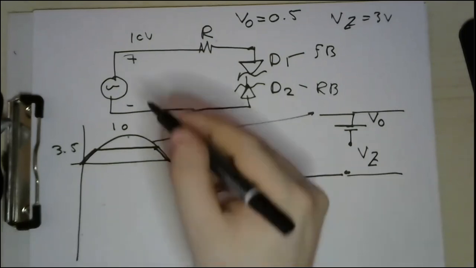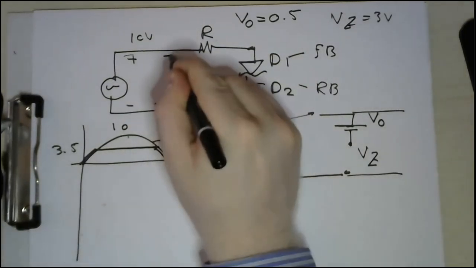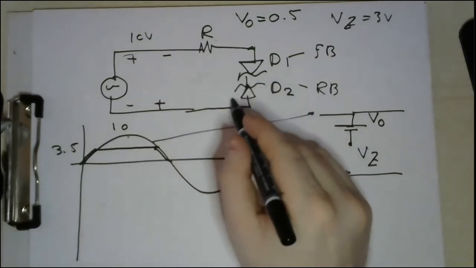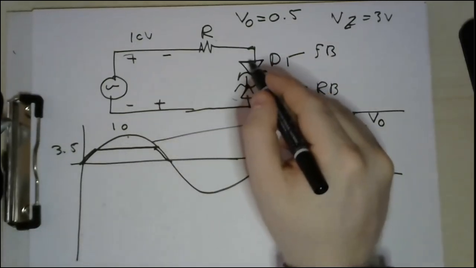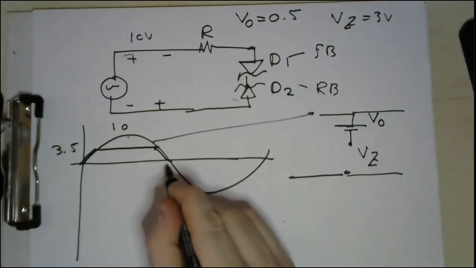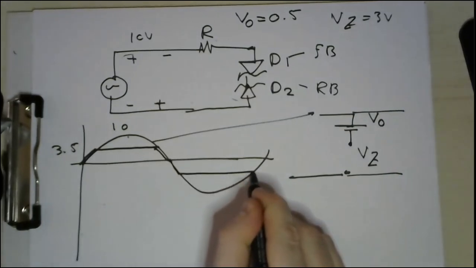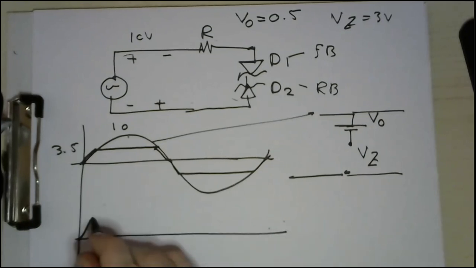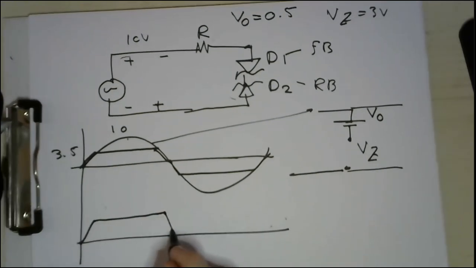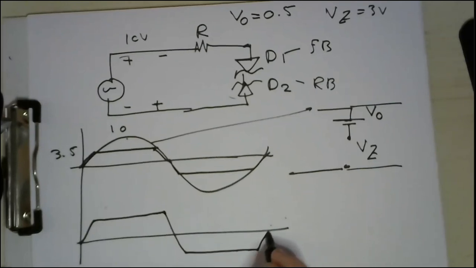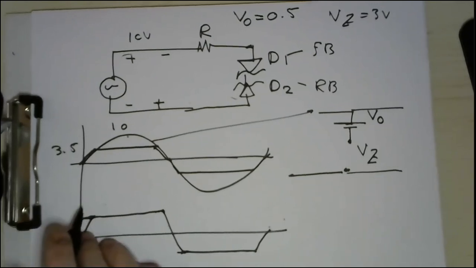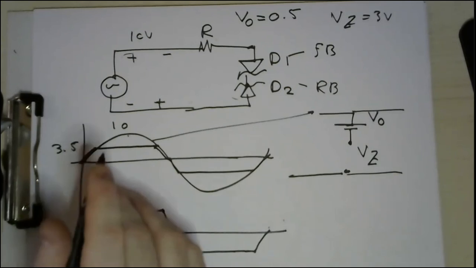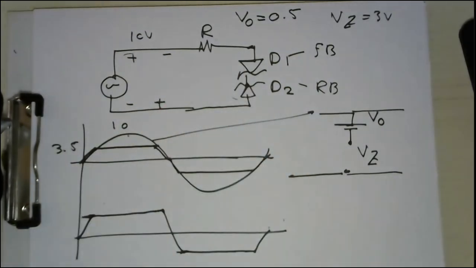What about the reverse direction? Now you have a negative cycle. So this will be forward and this will be reverse, which is typically the same. So we'll have output like this in the reverse direction. So your final output will be something like that. You clip the output to the maximum limit you need, based on your configuration, your Zener diode.